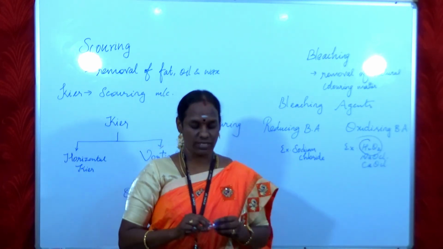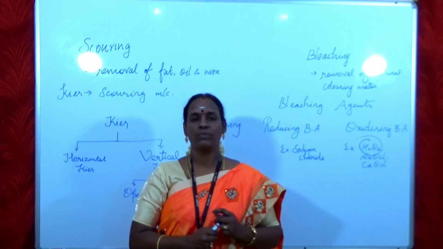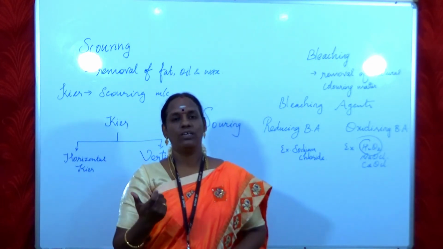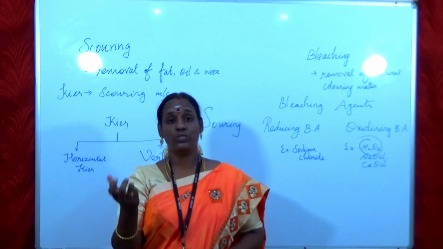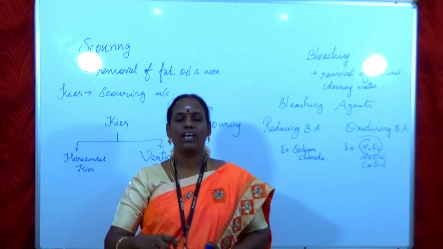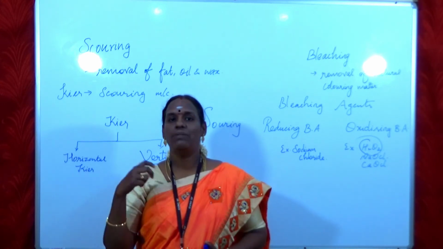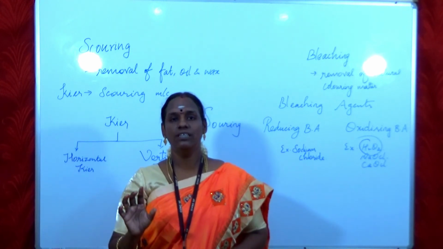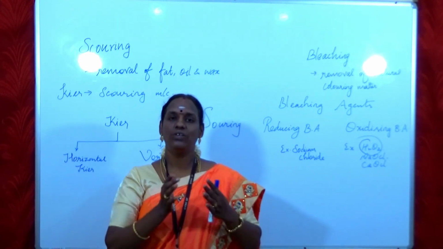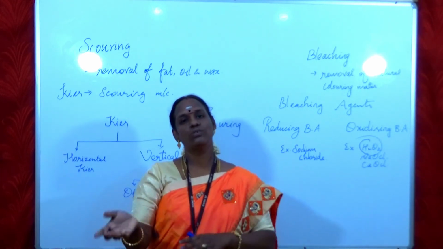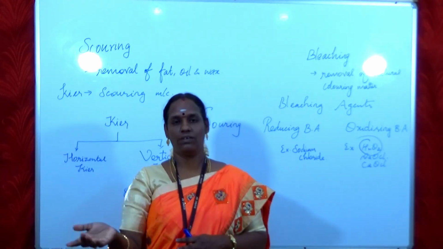Why is this hydrogen peroxide called a universal bleaching agent? Some types of chemical can be used only for natural fibers, and some types of chemical can be applied for man-made fibers. But in case of hydrogen peroxide, it is a universal bleaching agent. That is, we can use this bleaching agent for natural fiber and also for man-made fabric.